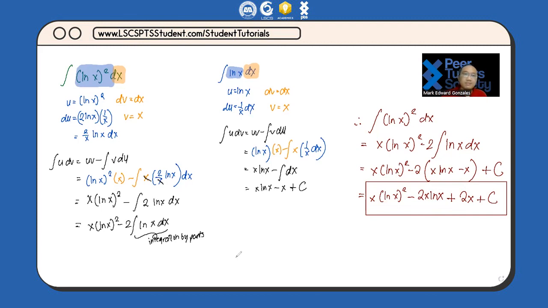Once again, we perform integration by parts twice. First time, second time to get the final answer. This also wraps up our discussion of this rather advanced calculus technique.